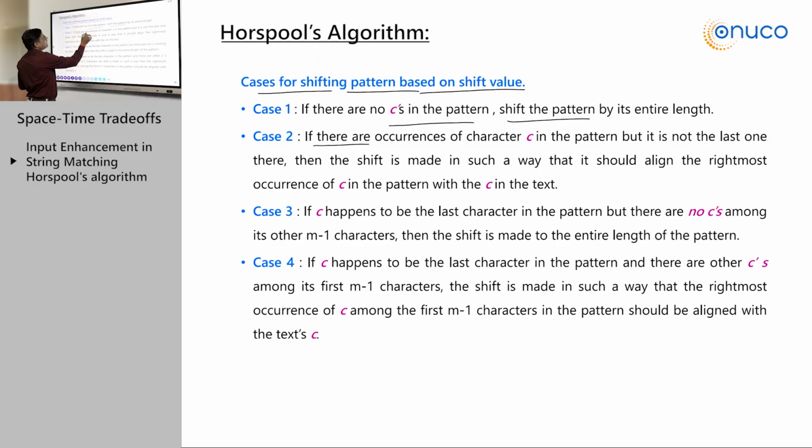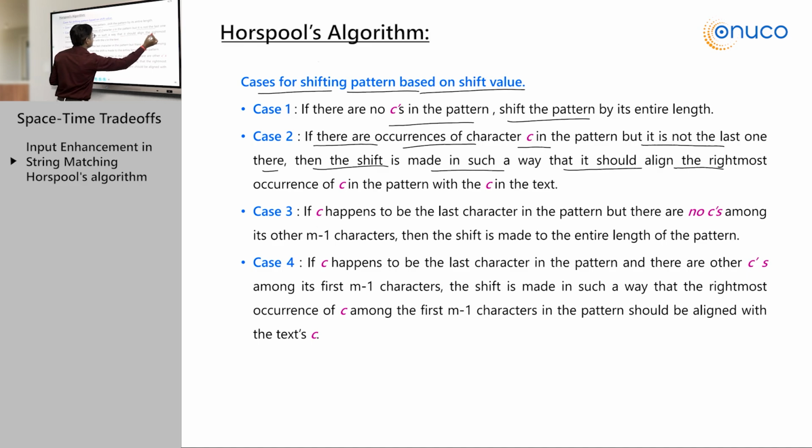Case 2: if there is an occurrence of the character in the pattern, but it is not the last one there, then the shift is made in such a way that it aligns the rightmost occurrence of the character in the pattern with the one in the text. I will give you the example.